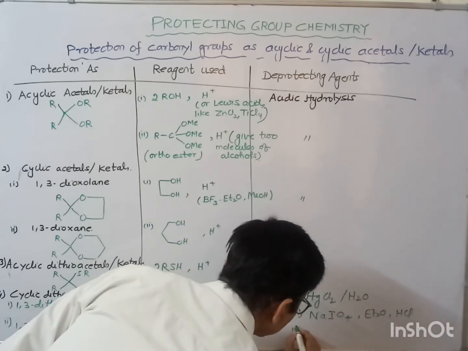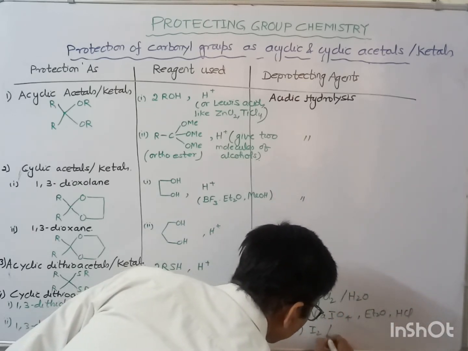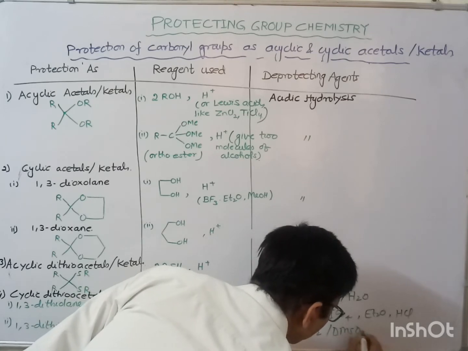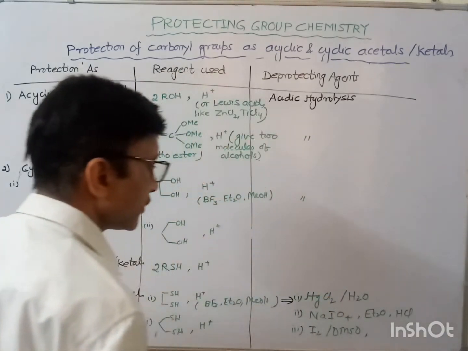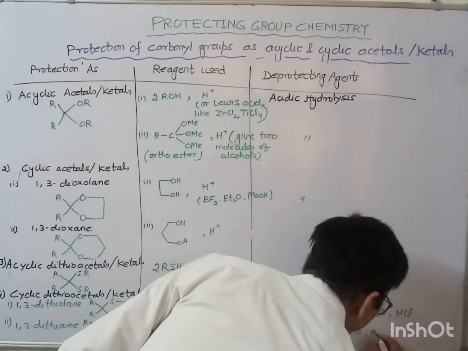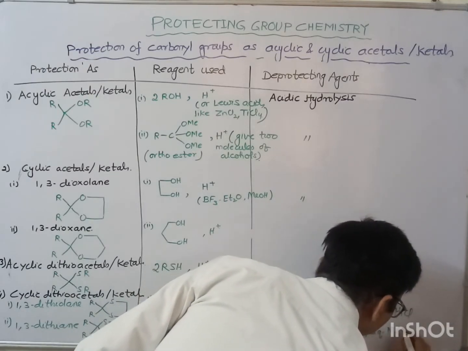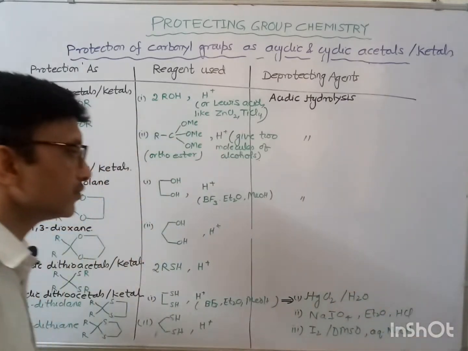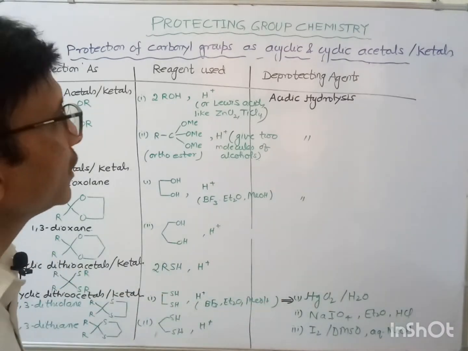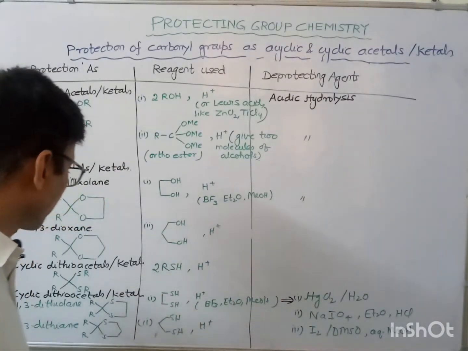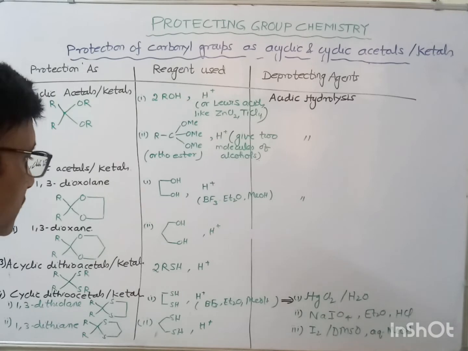Or we can deprotect it in presence of iodine, DMSO. We can also take this iodine, DMSO with aqueous methanol. We can deprotect it by using these. So these are some of the deprotecting agents for these thioacetals and ketals.